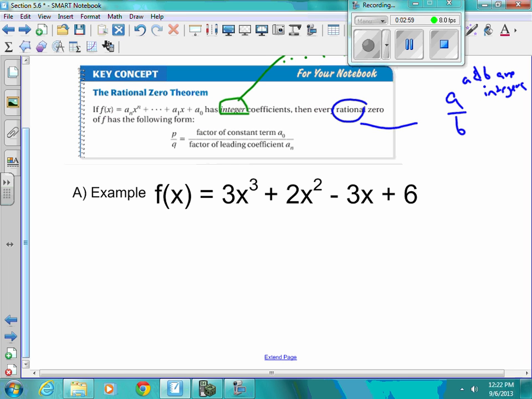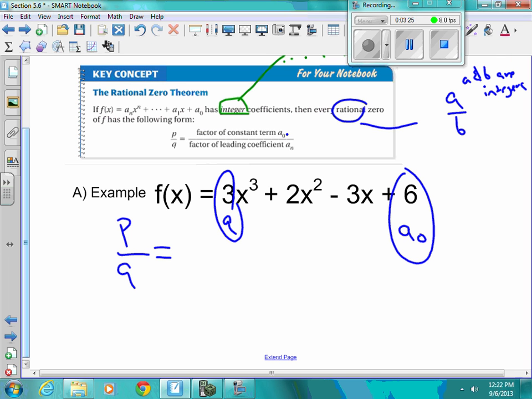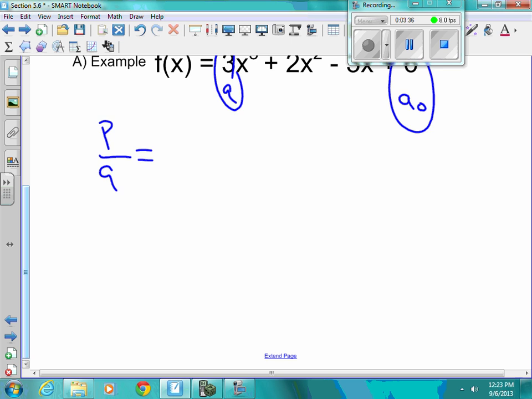So how do we do that? Well, first we have to identify what is p over q. P refers to factors of the constant term. Our constant is whatever the last term is without a variable by it. So 6 is our a sub 0. And our q is the leading coefficient factors. So we're going to get the q values from 3 in this case, the leading coefficient. So what are numbers that divide our a sub 0? What are our possible p values? Well, possible p values are factors of 6.